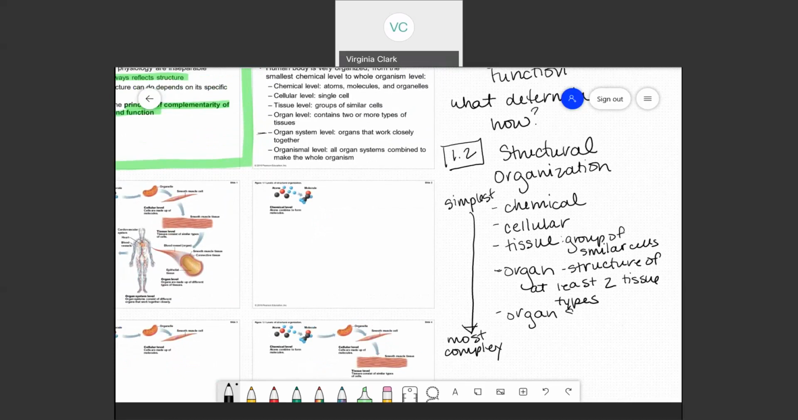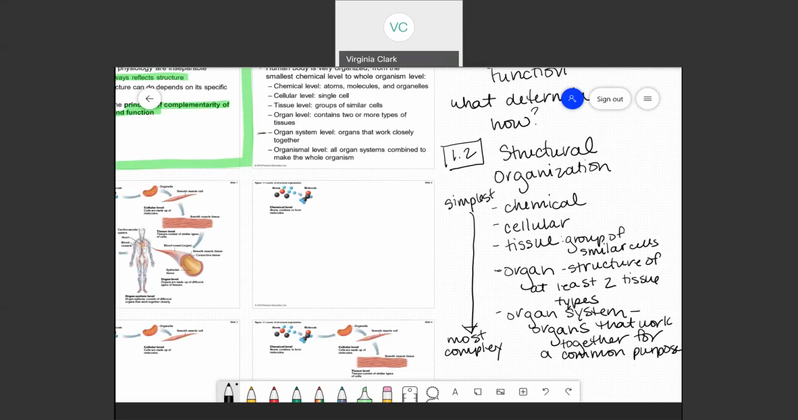And the organ system level is going to build. This is going to be organs that work together. So now we've taken these tissues of at least 2 different types, and we are putting multiple organs together. But there's a caveat. These organs are going to work together for a common purpose. So as they come together and create this global function, they're going to work together for a common purpose. An example of this organ system, you're going to have your heart up here in your organ.